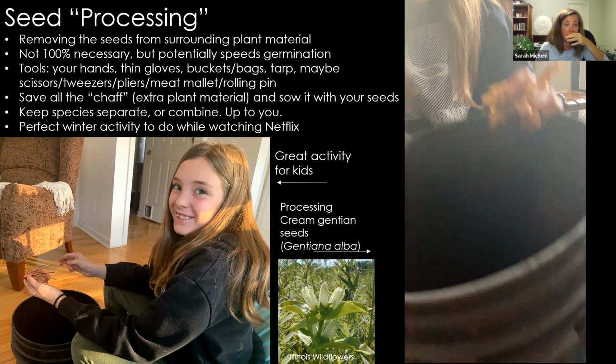And really it's just about interacting with the individual plant structure and learning the best way to remove this seed from this chaff. And you don't always have to do that too.